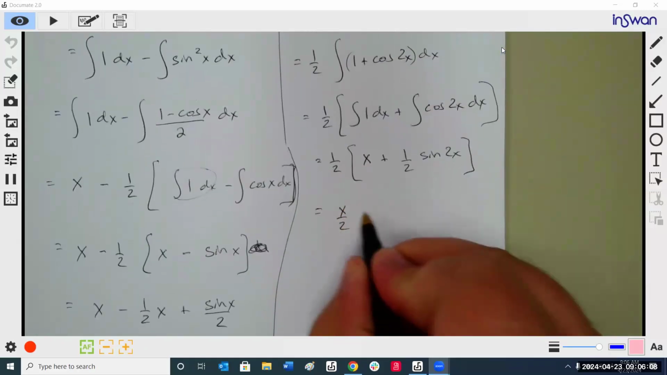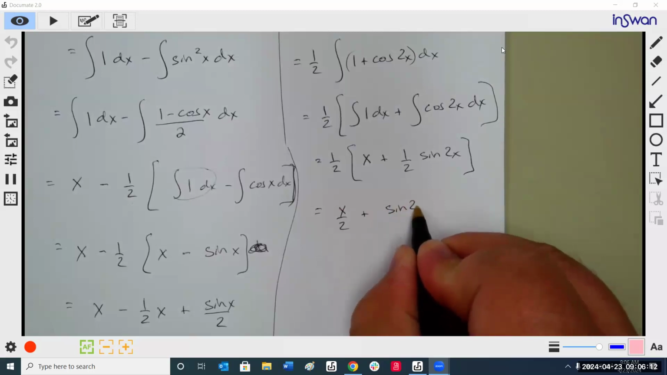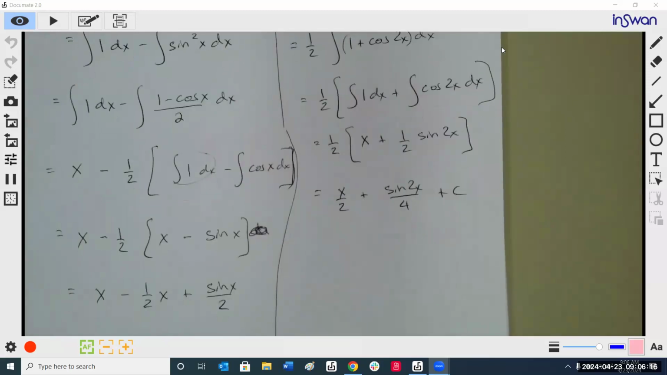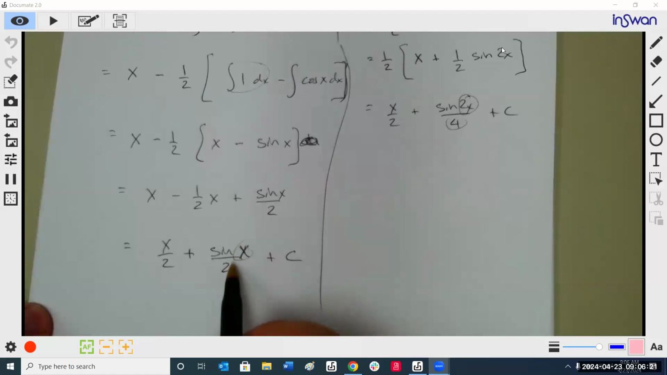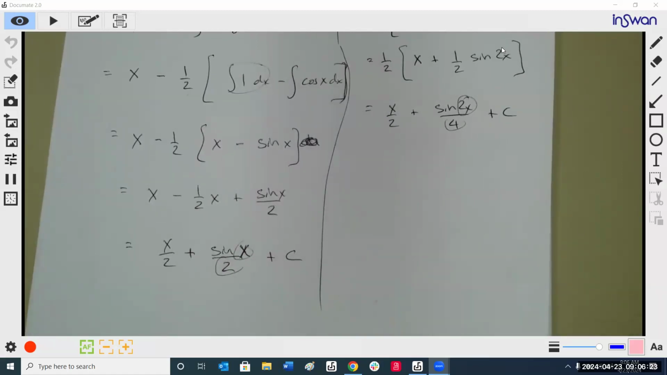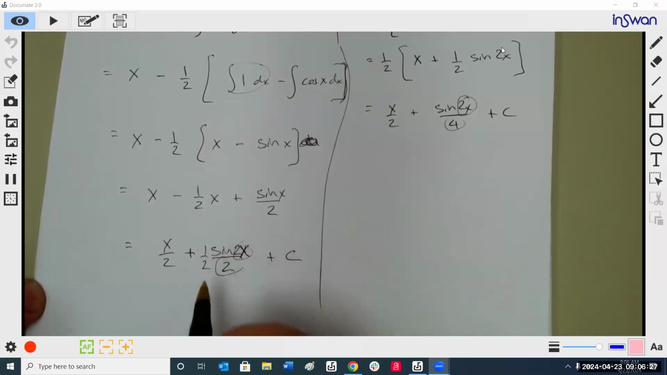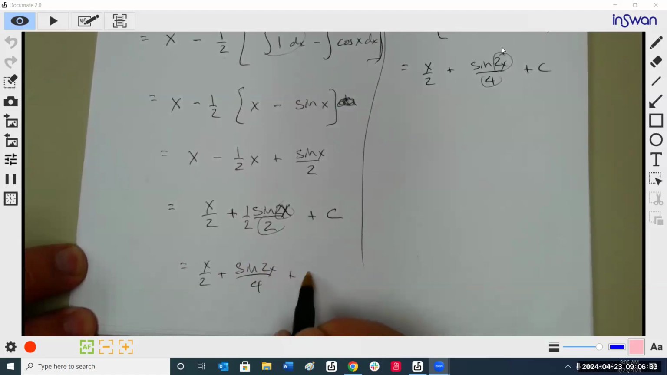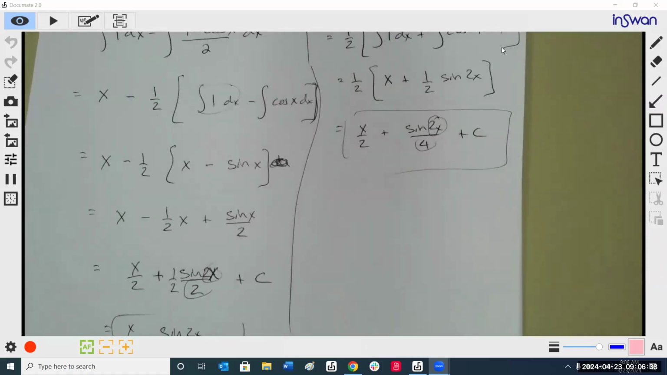So it's x over 2 plus sine 2x over 4 plus C. Since this one's a double angle, this is a single angle. So if we made that one a 2x, we'd have to multiply by 2. We get the same thing. The same equation.